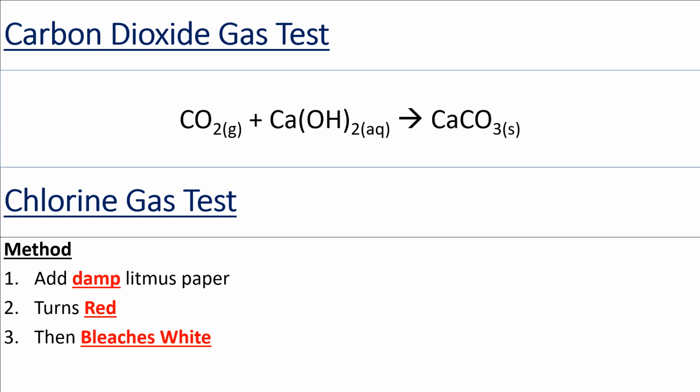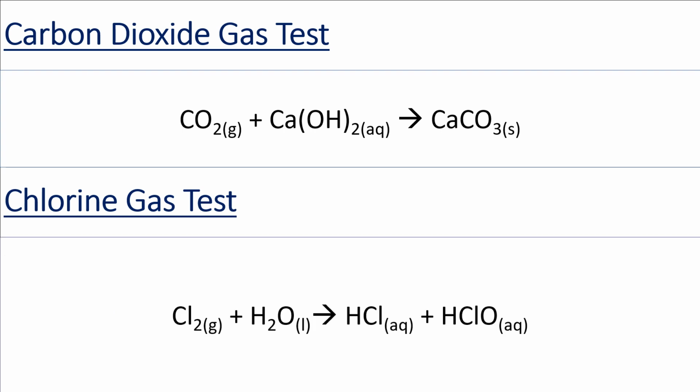And then finally we have the chlorine gas test. You need damp litmus paper, which will turn red initially and then bleach white. And this is one of the reactions that we looked at when we were looking at group 7. So chlorine reacts with the water, which is why the litmus paper must be damp, and it produces hydrogen chloride, which is acidic, which is why it turns red, and hydrogen chlorate, which is the bleaching ion. The chlorate ion, the ClO, is what is responsible for bleaching it white.